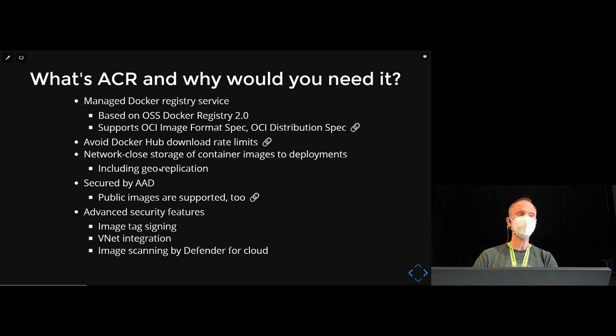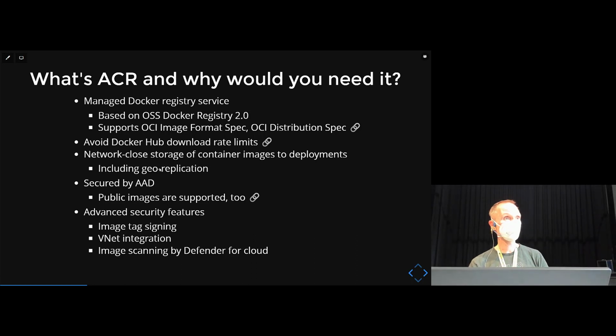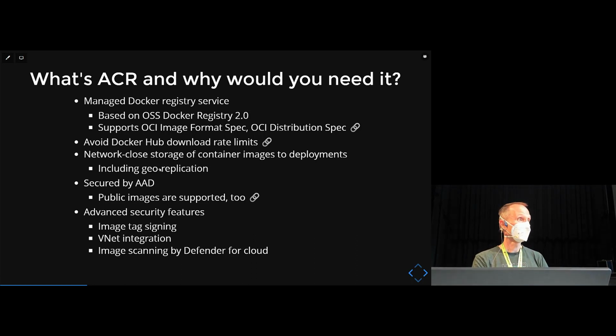Last thing, you have a lot of advanced security features. I will not go into very much detail. You can do code signing. You can do image tag signing. That's the correct word here. You can have VNet integration. Many of my enterprise customers are not allowed to run platform as a service offerings in the public internet. They are forced to limit access to certain virtual networks because of security reasons. And this is pretty easy if you're using an ACR.